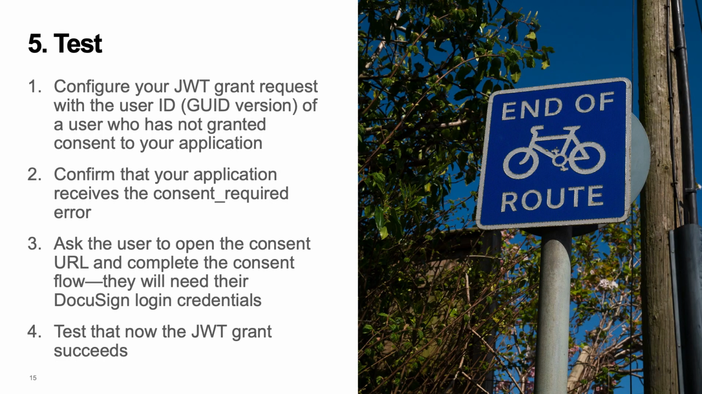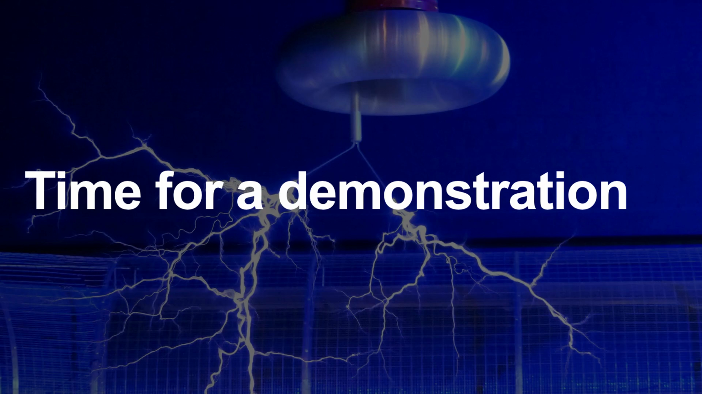Step 5. Test your work by configuring your application for a user in your account who has not previously granted consent. Confirm that your application receives a consent required error. Ask the user to open the consent URL and complete the consent flow. They will need their DocuSign login credentials. Test that now the JWT Grant succeeds.